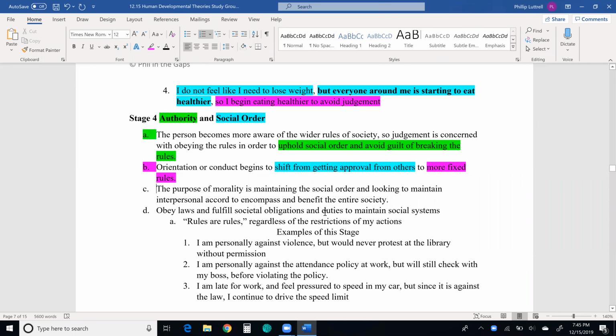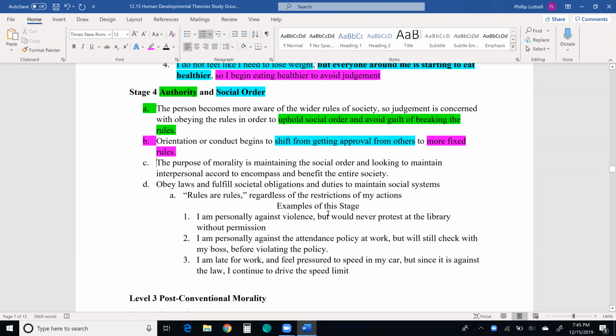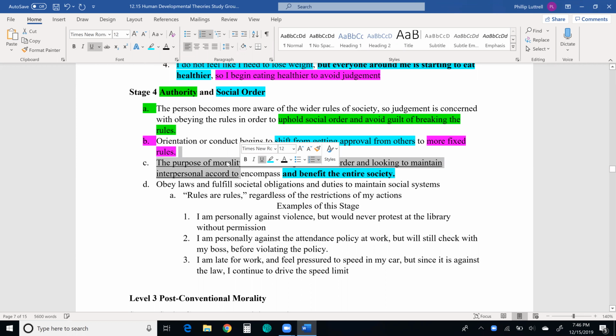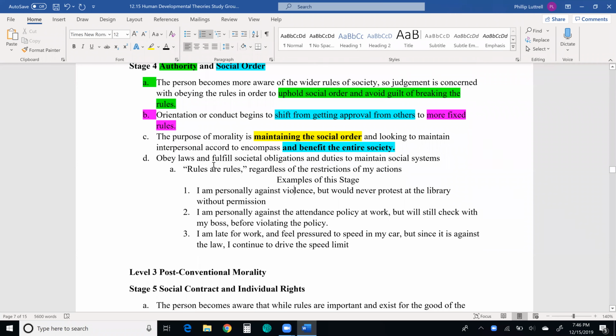So the purpose of morality is maintaining the social order and looking to maintain interpersonal accord to benefit the entire society. Within this, it is going to be benefiting the entire society, but we're looking to also maintain that social order. So we are going to emphasize that social order piece, because if people aren't following the law, then we tend to reject them in some way. So we obey laws and fulfill social obligations and duty to maintain social systems. Regardless of what's going on or the negative impact it could have on us, we follow the law at all cost.